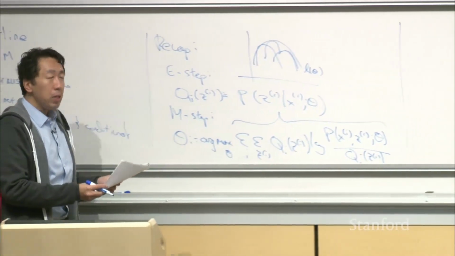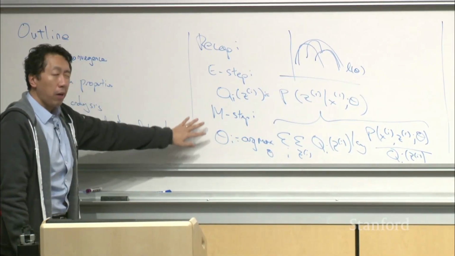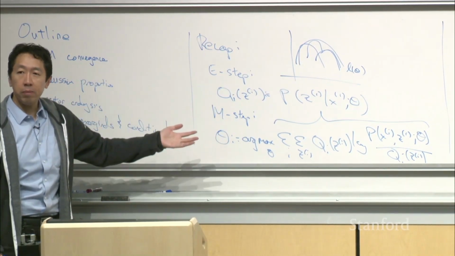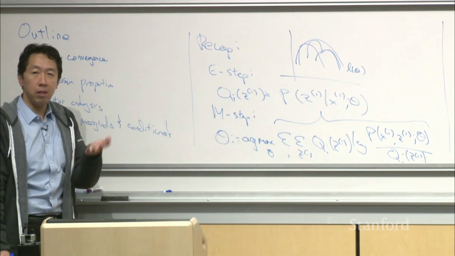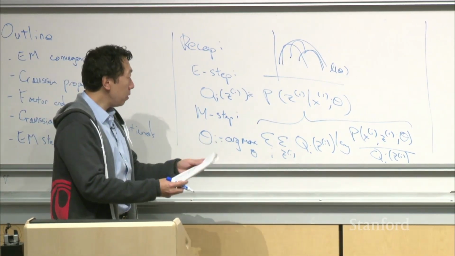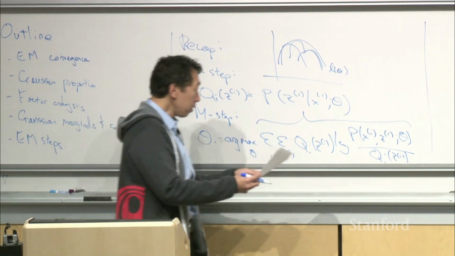Now, I want to step through how you would take this slightly abstract mathematical definition of EM and derive a concrete algorithm that you would implement in Python. So let's step through this for the mixture of Gaussians model.